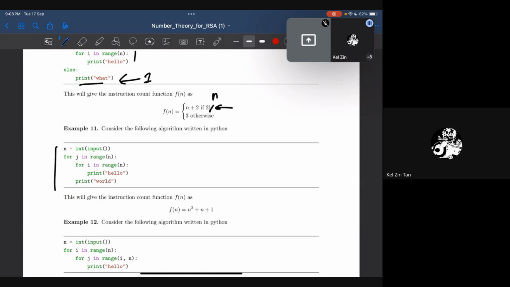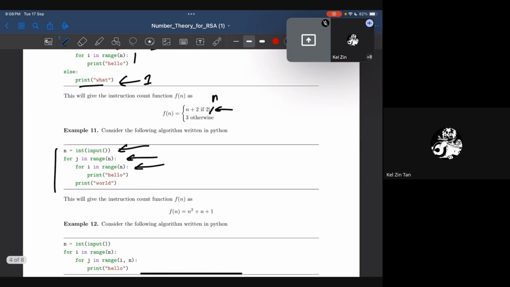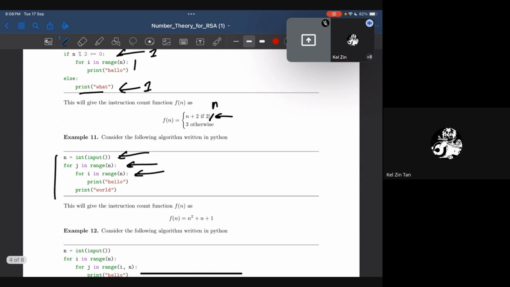We have a nested for loop. So here we take in an input n, and then we do a nested for loop, where I repeat this part for n times. So you want to calculate, for example, if this runs for 1 time, how many times is this instruction being run, and how many times is this instruction being run?